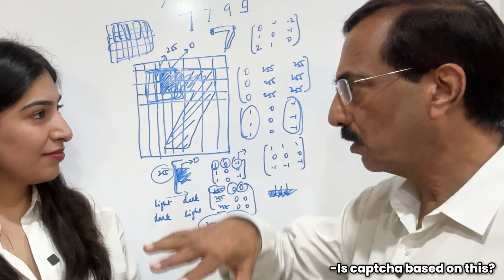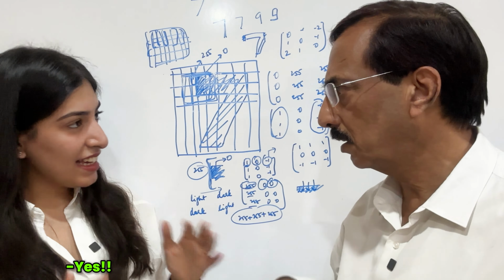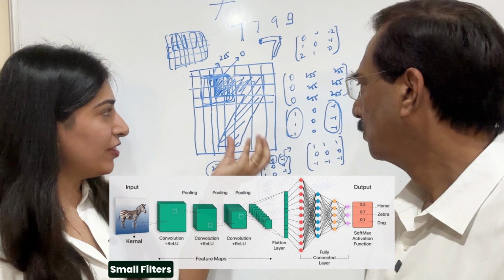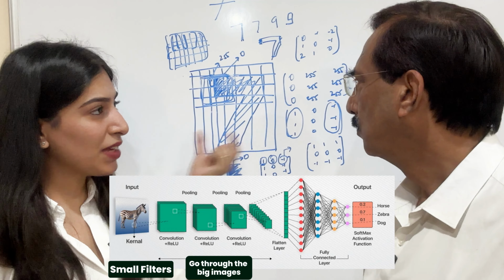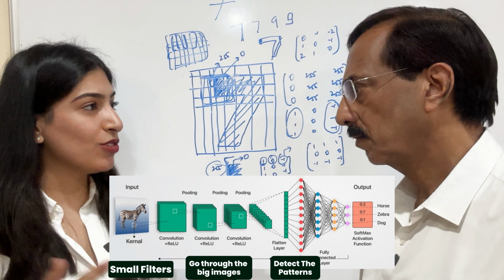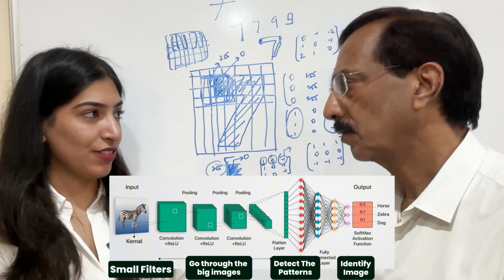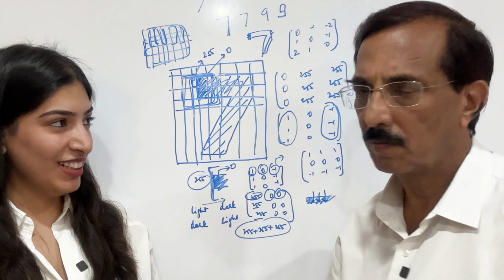Is CAPTCHA based on this? Yes, it's all based on this. So you take small filters and you just go through the big images. You detect the patterns and then you understand these patterns together are forming which kind of image.